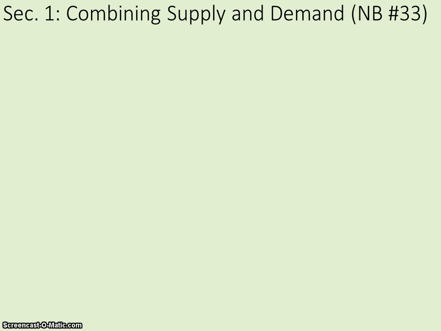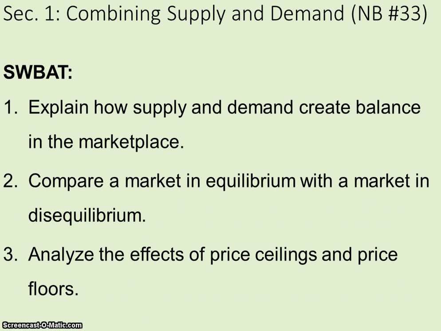In this screencast, we are going to be going over Chapter 6, Section 1, Combining Supply and Demand. At the end of this section, students will be able to: 1. Explain how supply and demand create balance in the marketplace. 2. Compare a market in equilibrium with a market in disequilibrium. And 3. Analyze the effects of price ceilings and price floors.